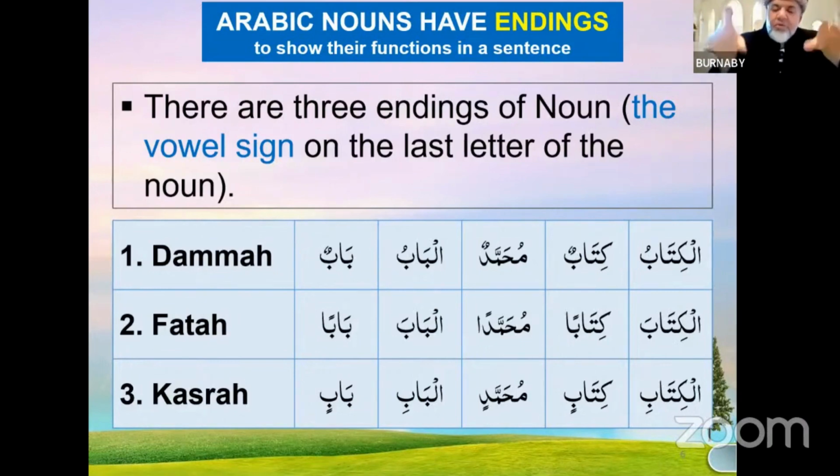But when you have Kitabun, you have the full Tanween. Kitaban, Kitabin. Muhammadun, Muhammadan, Muhammadin. Al-Babu, Al-Baba, Al-Babi. Babun, Baban, Babin. Now, all of these nouns are Mudhakkar. That's why in the Nasab, they have the extra alif. Kitaban, Muhammadan, Baban. You follow this? So there's one little rule you guys have to remember. In the Mudhakkar, when you're making Nasab, you have to add an additional alif. Any questions on this so far?